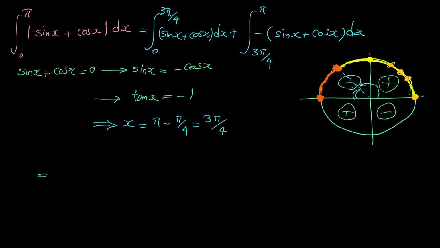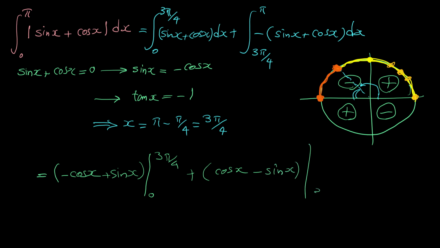What is the integral of sine of x? In the first integral we have sine. Integral of sine is negative cosine. What is the integral of cosine? Sine of x. From 0 to 3 pi over 4. In the other integral we have negative sine. Integral of negative sine is cosine. Integral of negative cosine is negative sine. From 3 pi over 4 to pi.